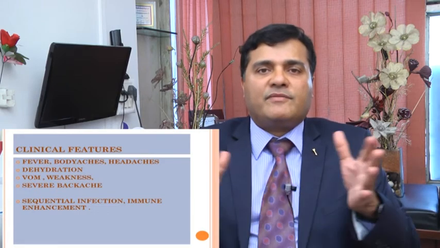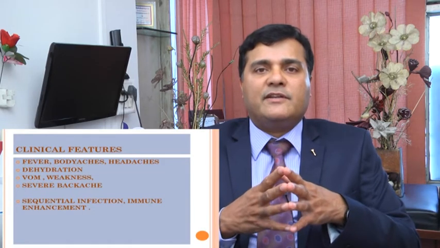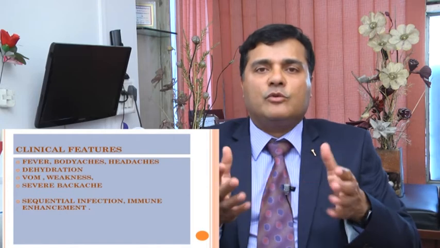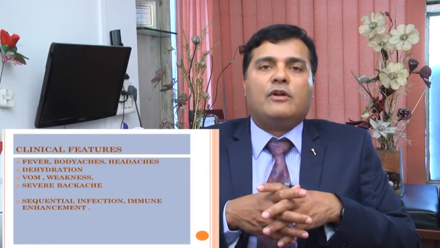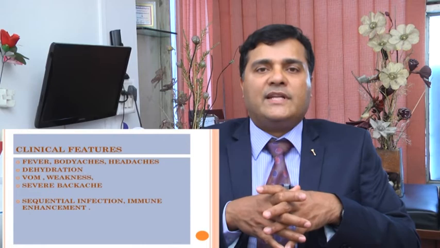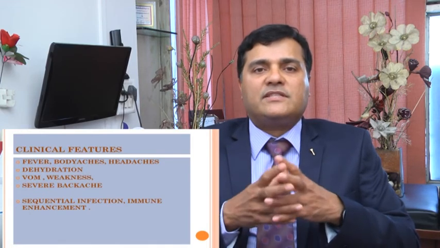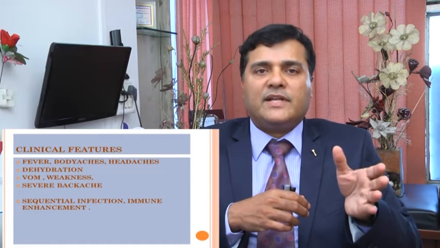The spectrum of dengue is such that one form can be a subclinical infection, that is, the virus has entered the body but the person has no symptoms at all. Later on, when you do an antibody test, that is the IgG antibody, it may just come positive, but the patient will tell us that he has never had fever at all. So that is subclinical dengue.